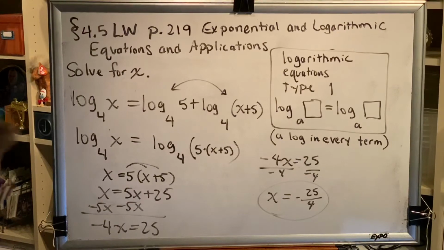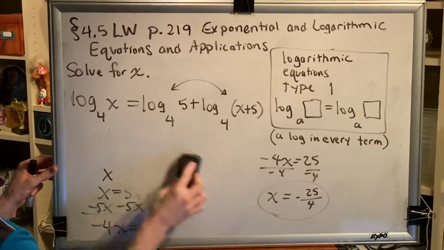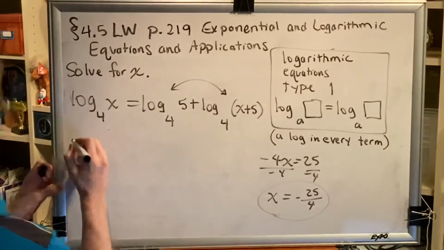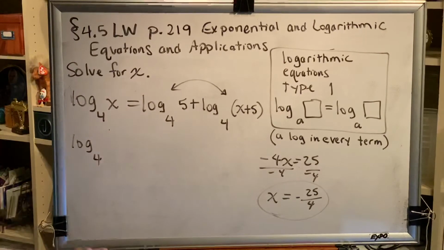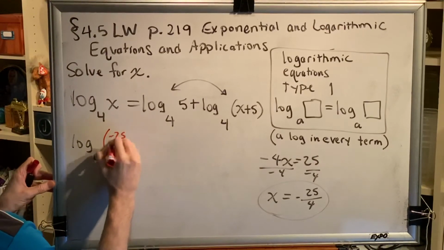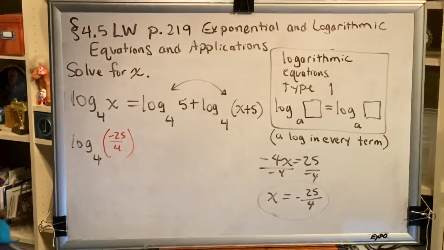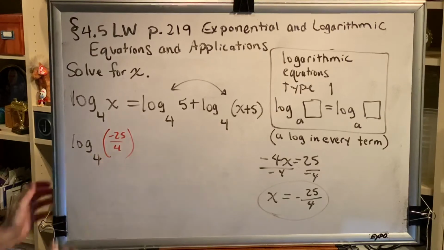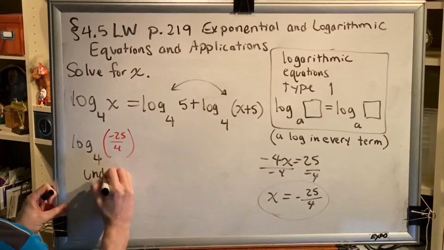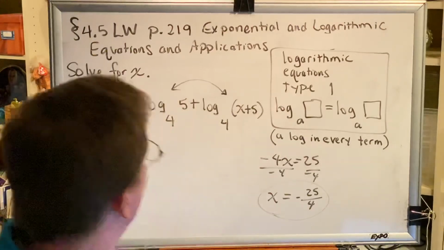All right, now I have to check that answer. It is absolutely required that I check that answer. So I'm going to plug back into the original equation. So I plug in here log base 4 of, and I replace this x with a negative 25/4. And the moment I do that, I recognize that I'm being asked to take the log of a negative, which is not possible. That's undefined. And because this is undefined, I must reject the solution x equals negative 25/4 as extraneous.